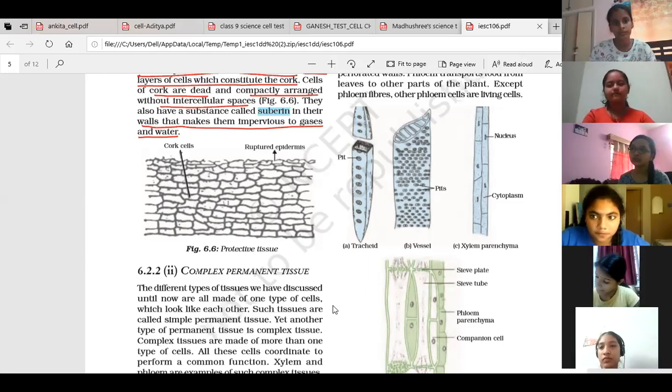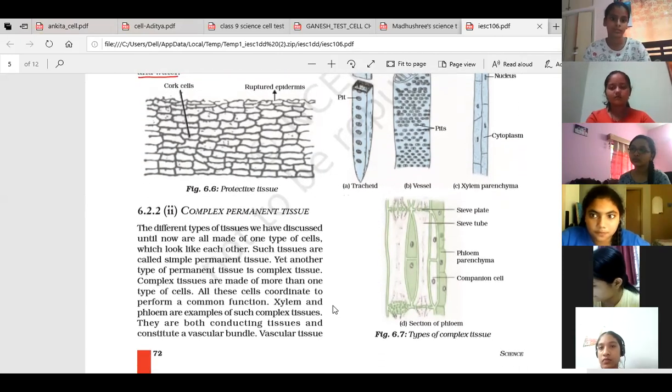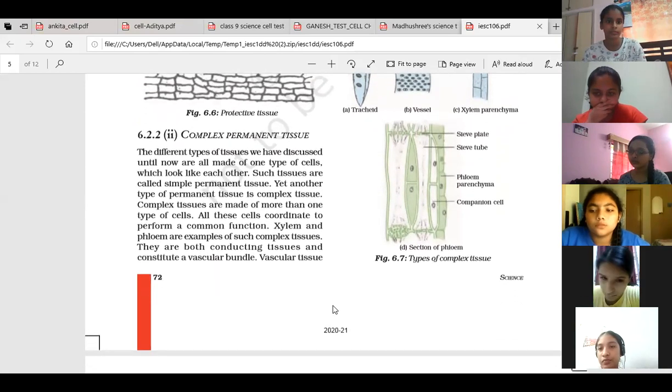Okay. Now next is complex permanent tissue. Cork and epidermis are considered simple permanent tissues. Then complex permanent tissues: it is xylem and phloem, you have to remember. Why are these called complex permanent tissues? What is the main difference between simple and complex permanent tissues?